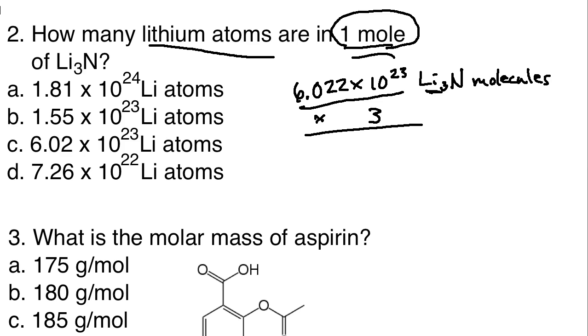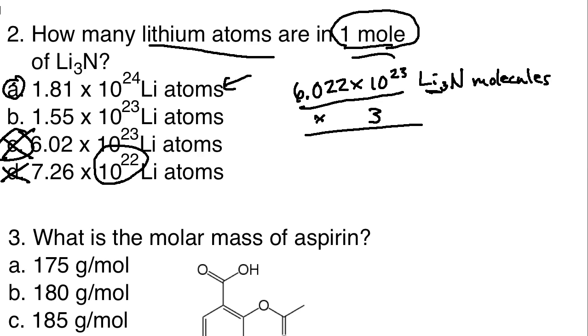All right, and what you should end up with when you finish that is 1.81 times 10 to the 24th lithium atoms. Sorry, I had to look at my calculation there. That's what the correct number should be. Again, Avogadro's number masquerading around here, and you could potentially use process of elimination to get rid of D, because you have fewer than Avogadro's number.